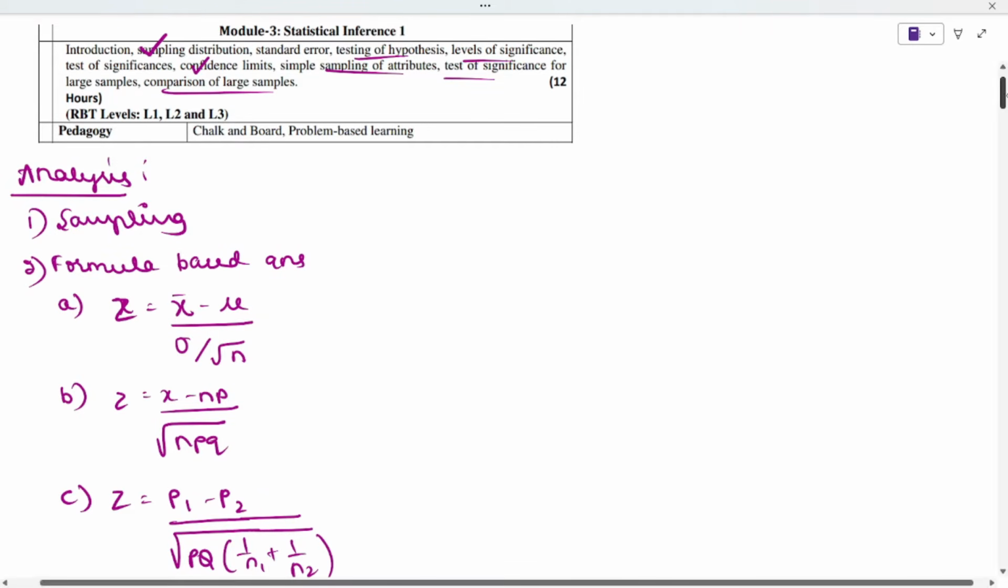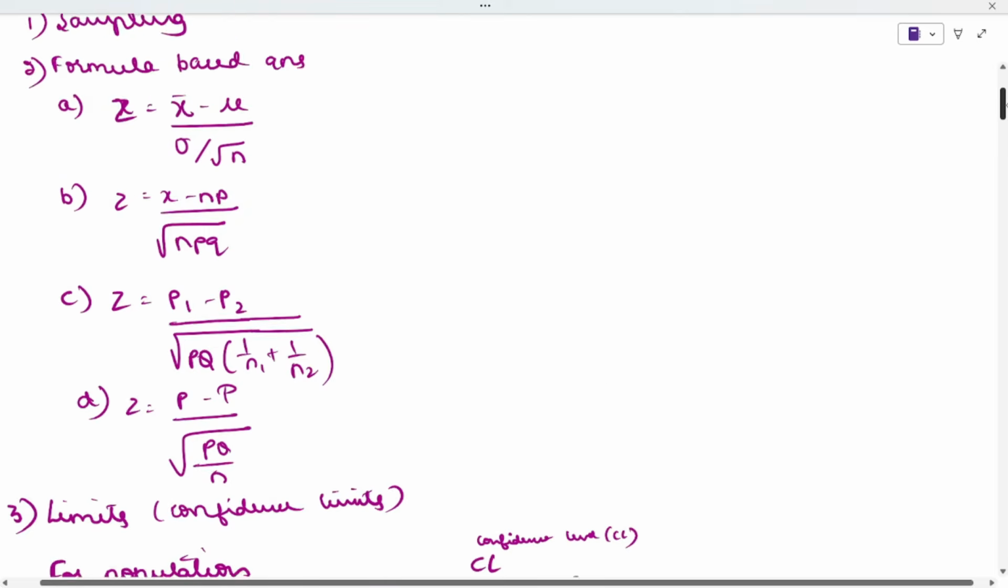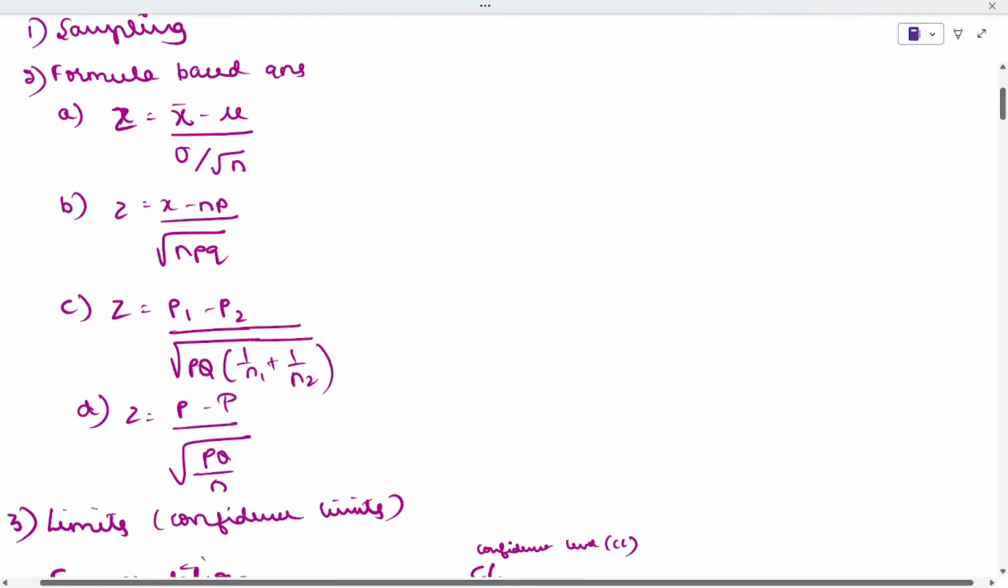First, you just have to listen. The sampling type of problems will come, and there are 4 types of problems. You can find them here: x bar minus mu divided by sigma by root n, x minus np divided by root npq. What are these terms, P1, PQ, N1, N2, P, what is capital P? You will get all that in the upcoming problems when I solve them.